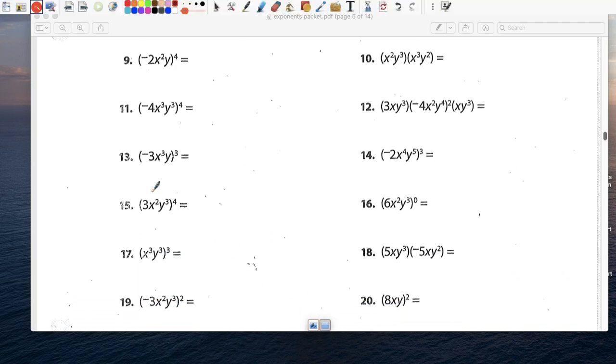So again, put a little 1 here. It's 3 to the 4th power. For the x, multiply the two exponents. 4 times 2 is going to give me 8. And the y is 4 times 3, which gives me 12. So that's my final answer. And again, 3 to the 4th power is just 81.